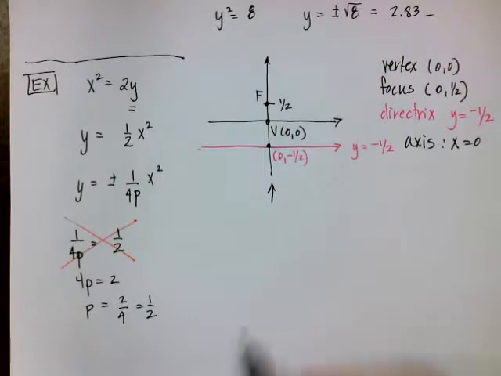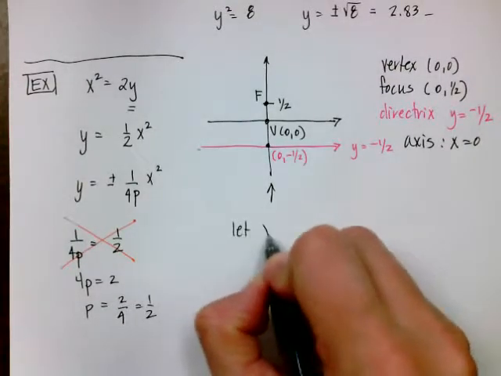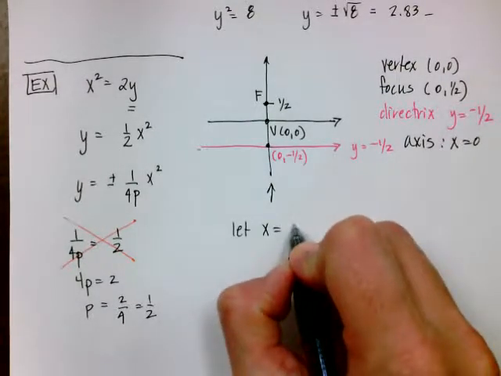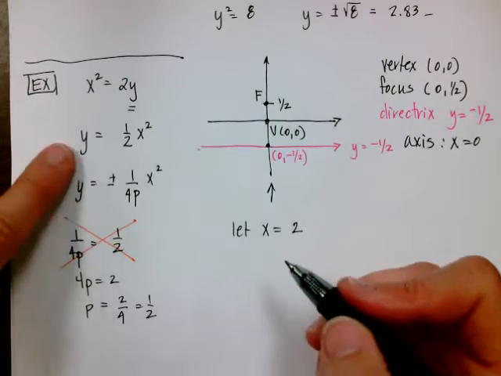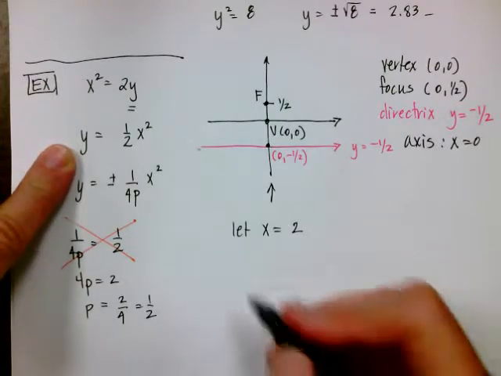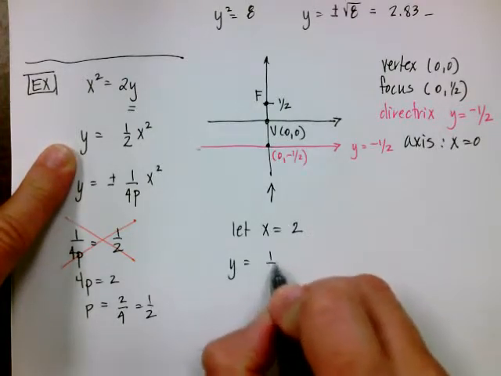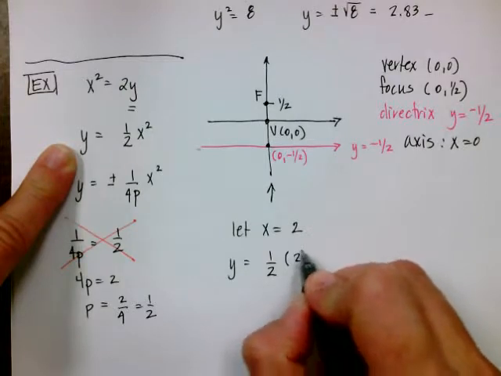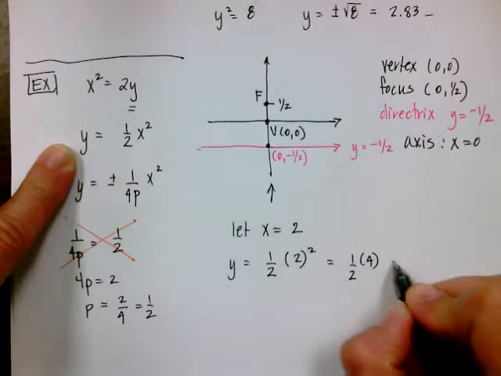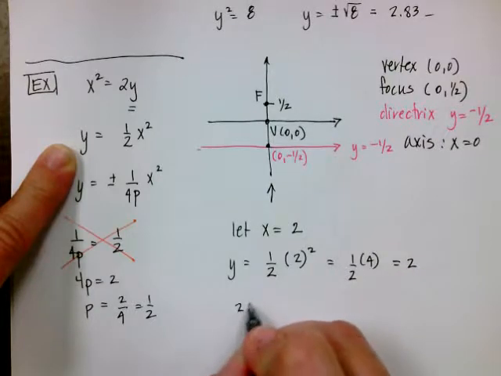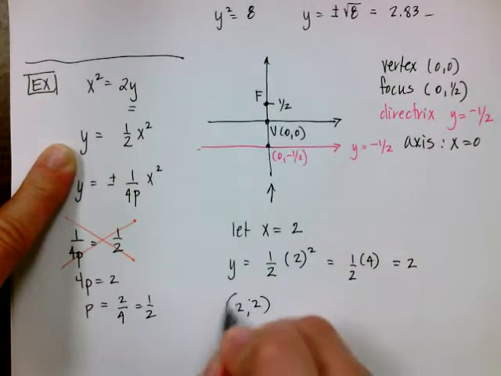So I'm going to substitute in, so I'm going to let x equal, let's say 2. Okay, so if I substitute that into my equation, I'm going to substitute it into this one since it's already in terms of y. So I'm going to have y is equal to 1/2 times 2 squared. So that's going to be 1/2 times 4. 4 divided by 2 is 2. So my point is going to be 2, 2.